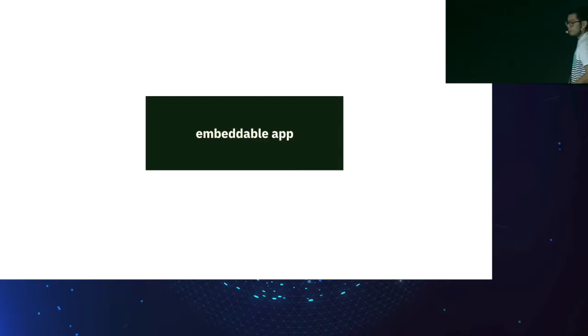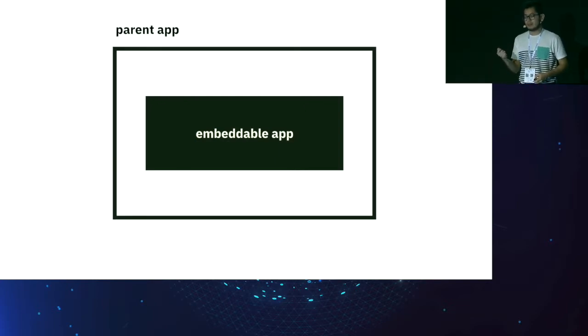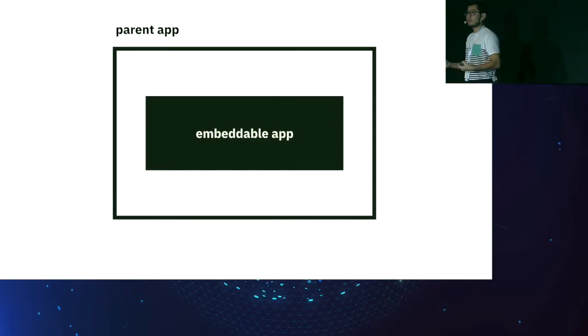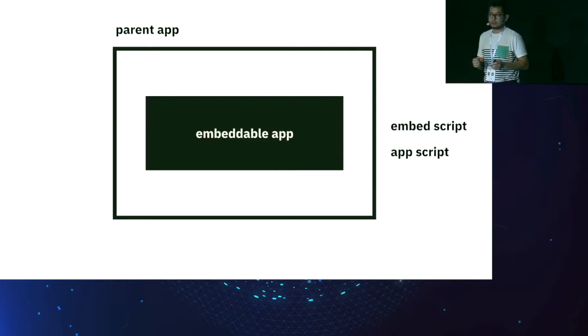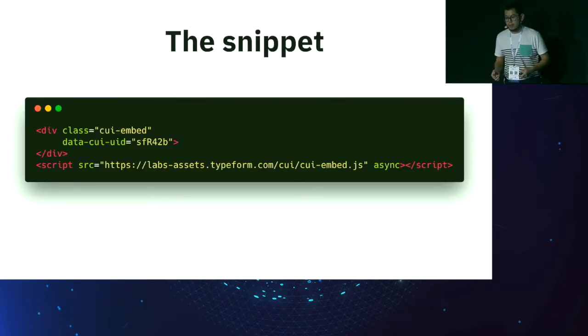Let's just start talking about what's an embeddable app in the first place. An embeddable app is an app inside another app, kind of appception. This parent app could be a WordPress site, could be another React app, could be a Vue app, could be whatever app. A common approach is to have an embedded script, which should be the minimal amount of code in order to run the actual application, which we will call just app script for example reasons.